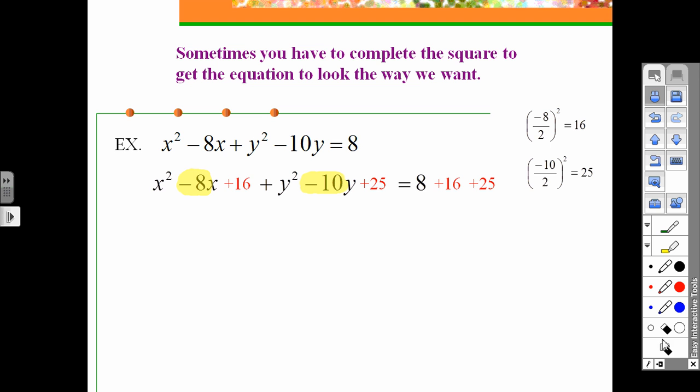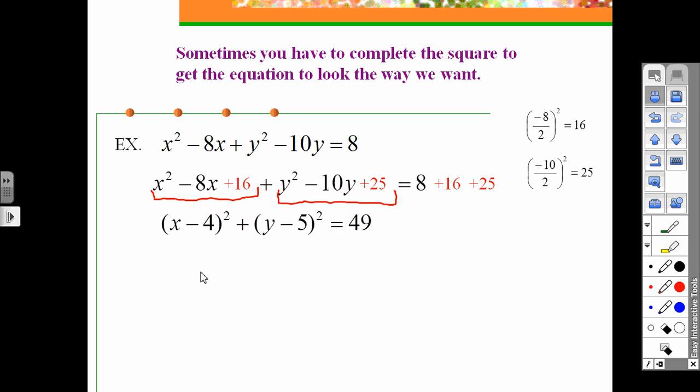So now, if I take a look at this part and this part right here, I've created perfect square trinomials so that when I go to factor them, I can put them into the format of x minus 4 quantity squared and y minus 5 quantity squared. So where did this 4 and that 5 come from? Well, it's half of this term and half of that term. So you already did that calculation over here. It was what you did right before you squared to get the number to add to both sides.